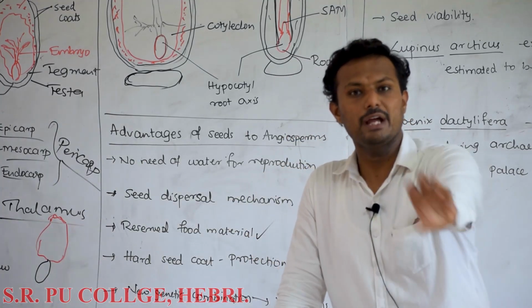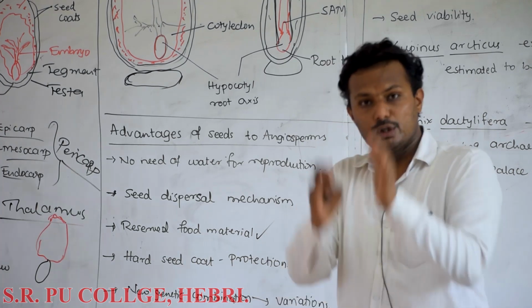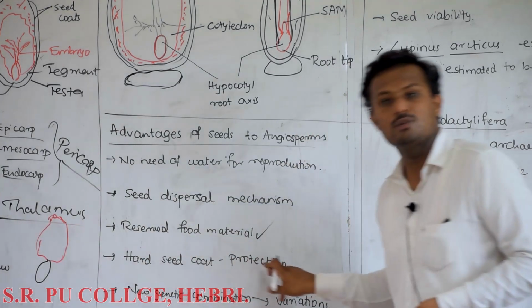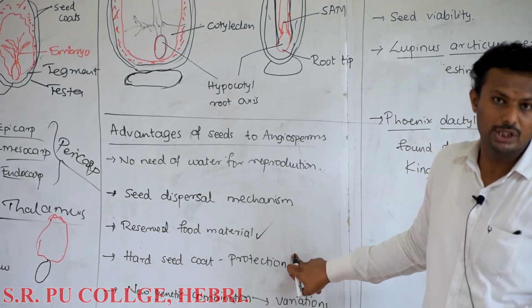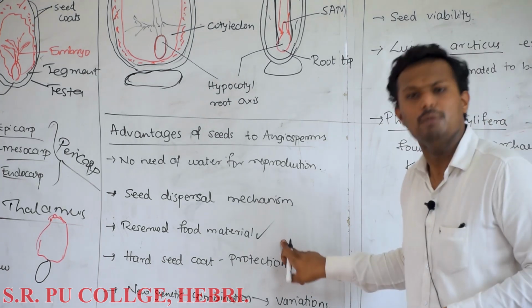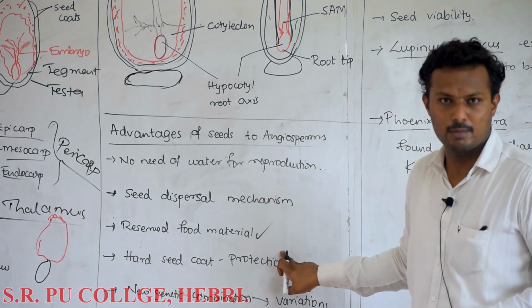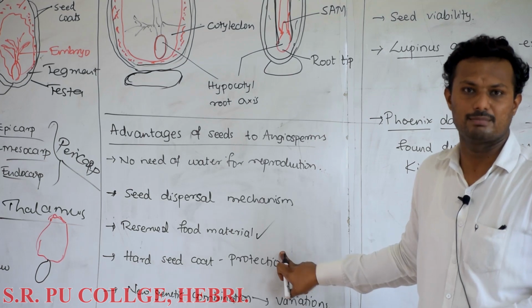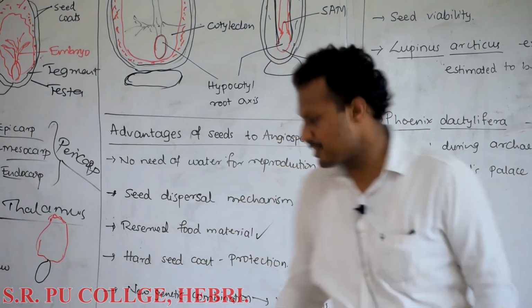In order to keep the embryo in a healthy condition, nutrition is required, and a huge amount of stored food material is required. That huge amount of stored food material is stored in the cotyledons of the seeds. So this is one more advantage for angiosperms by the seed. This also helps greatly for the seed dispersal mechanism. So seeds can be dispersed for very long distances as well.